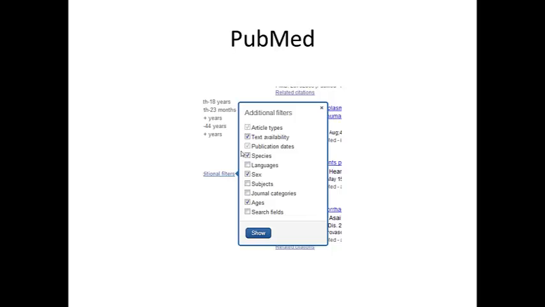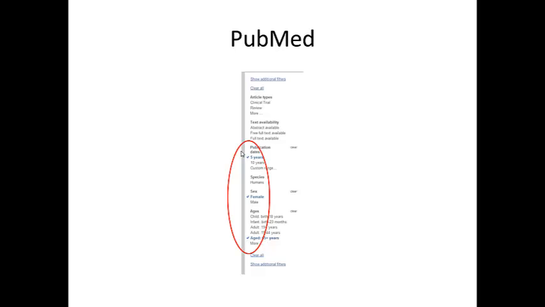Now here we can start checking which filters we want to use. So you can see that I've checked text availability, species, sex, and ages. Text availability is so we get the full text of each article. Species is to get humans, as PubMed also has veterinary science articles. Sex is to specify male or female, and the ages is to get over 65 years. So once you've checked those, hit show.